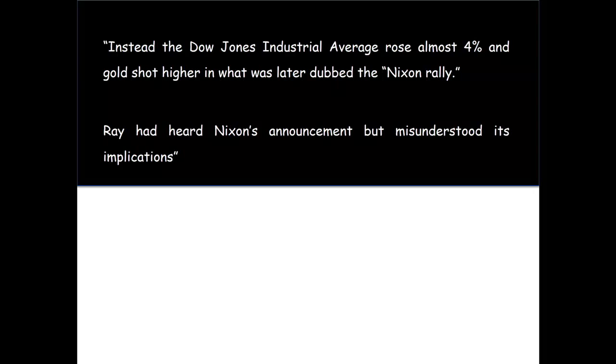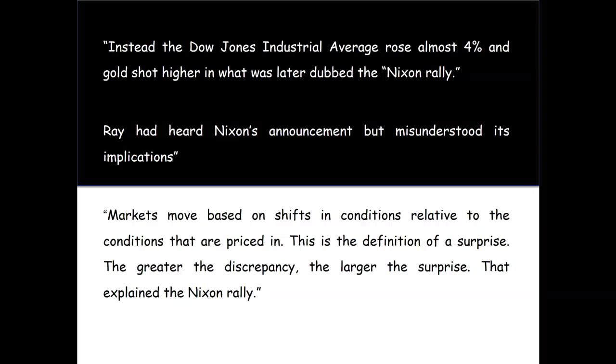No one really goes and asks for a dollar. No one cares about gold, but we care about the dollar, the money supply. Now that we know that the money supply will be increasing, interest rates will come down, and we can expect money to get cheaper. And so with a lower discount rate, the stock prices rose. So he misunderstood its implications. His main insight is that markets move based on shifts in conditions relative to what the markets are expecting. The greater the difference between what the market's expecting and the shift, the larger the surprise, and the larger the change.